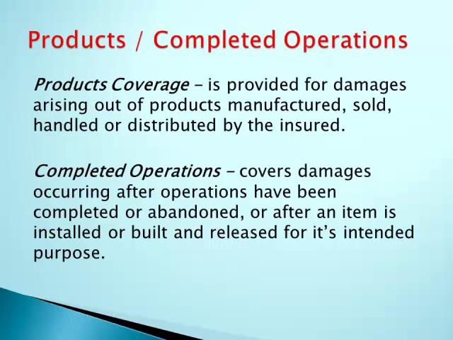Products and completed operations coverage. Products coverage is provided for damages arising out of products manufactured, sold, handled, or distributed by the insured. Completed operations covers damages occurring after operations have been completed or abandoned, or after an item is installed or built and released for its intended purpose.